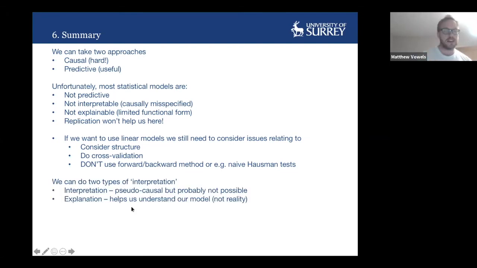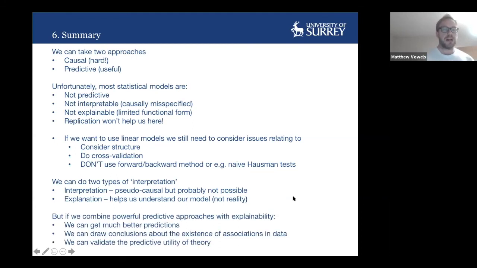We can do different types of interpretation. There's the goal, which is to do actual interpretation, which is pseudo-causal. Probably not possible, requires a lot of work, a lot of validation, but we can actually explain predictive models fairly straightforwardly. And if we combine predictive approaches with this explainability, then we can get the best of both worlds, as it were. But it's of limited utility, but it gives us an option. I don't want to oversell it, but it is maybe an option for us to explore.